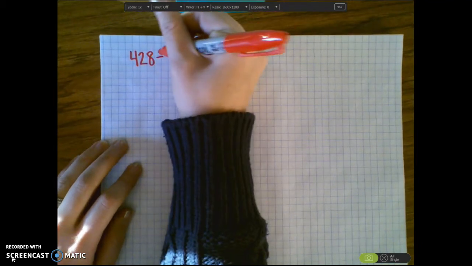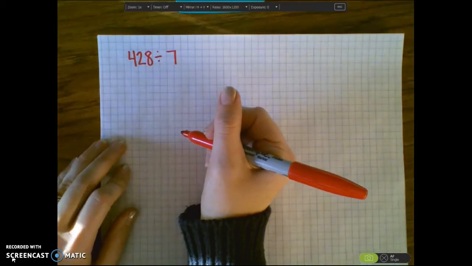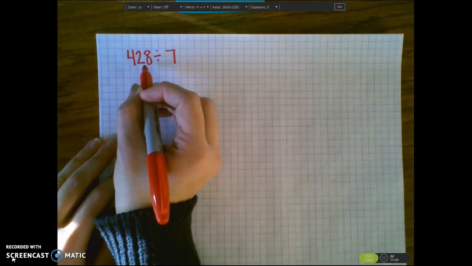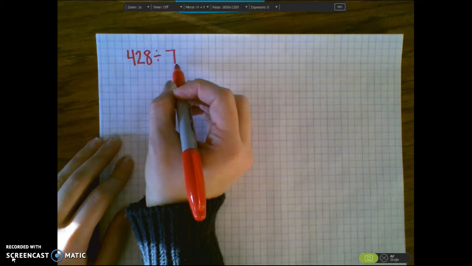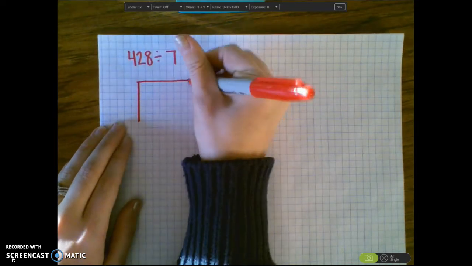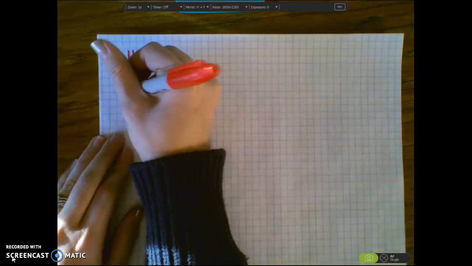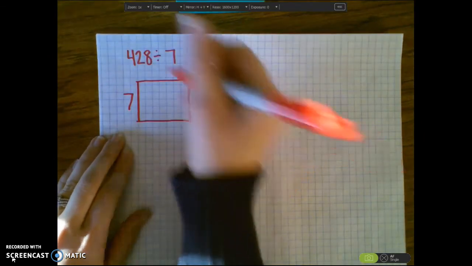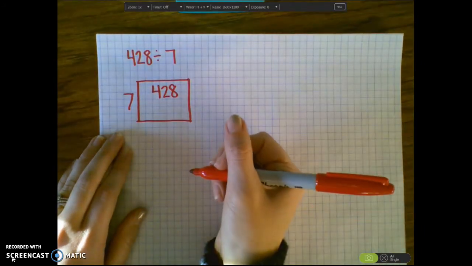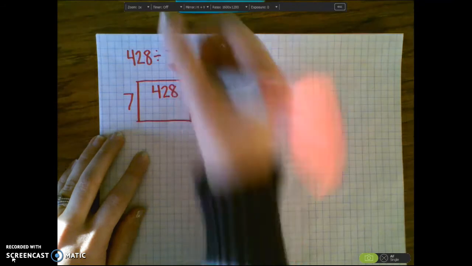So let's take a division problem such as 428 divided by 7. The first thing you're going to do when dividing using an area model is take your dividend, which is the number that is being divided, and your divisor, which is the number that is doing the dividing, and put those on your area model. The divisor goes outside the box to the left, and your dividend goes inside the box towards the top.